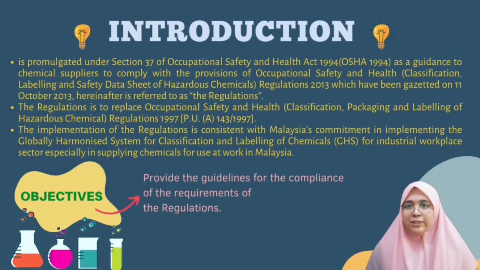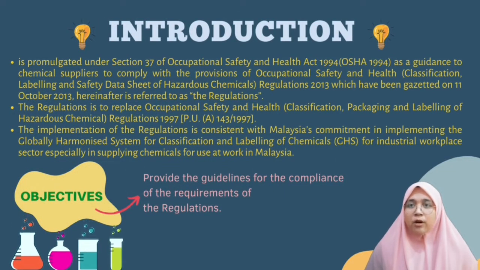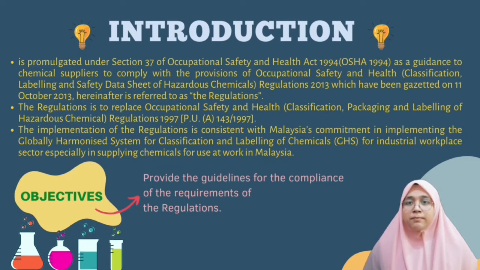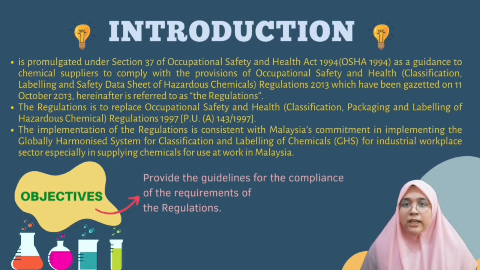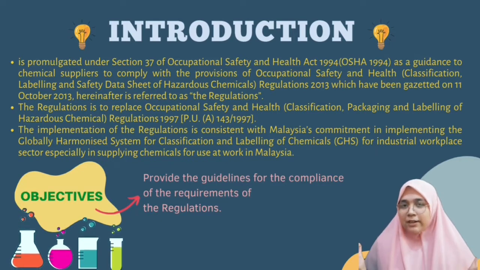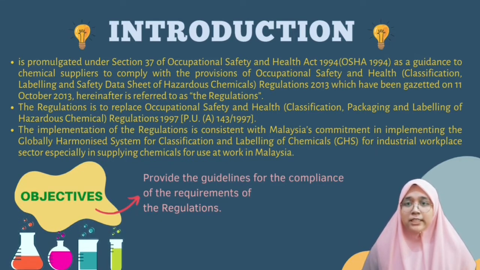Okay, firstly, introduction. The Industry Code of Practice or ICOP is promulgated under Section 37 of the Occupational Safety and Health Act 1994 as guidance to chemical suppliers to comply with the Occupational Safety and Health Classification, Labeling and Safety Data Sheet of Hazardous Chemicals Regulation 2013, which was gazetted on 11 October 2013, hereinafter referred to as the regulations. The regulation replaces the Occupational Safety and Health Classification, Packaging and Labeling of Hazardous Chemicals Regulation 1997.